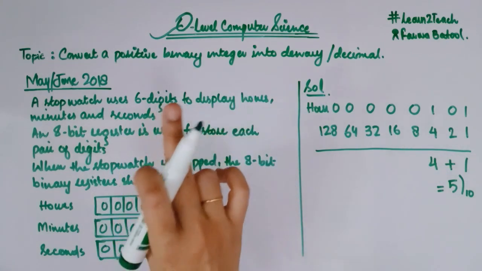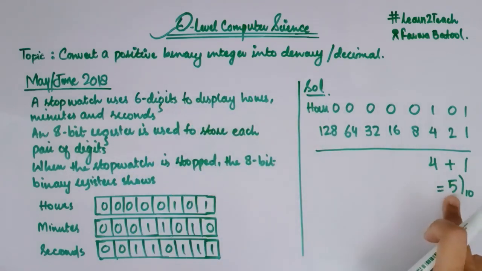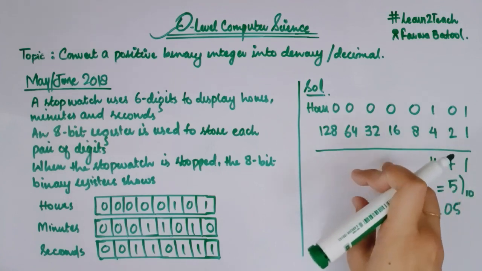Okay, now let me again repeat this, that you have 2 digits for R's. So 2 digits would be, I have only 5 over here, so I need to write it as 05 to make it 2-digit number. 05 and 5 are same in the decimal or denary form, right? So this is how I converted R's.